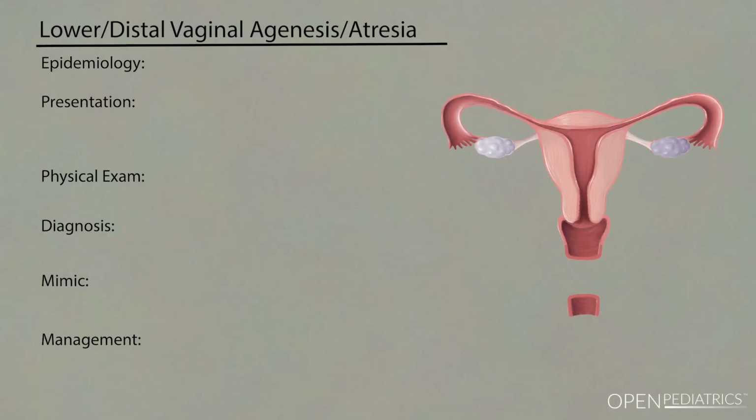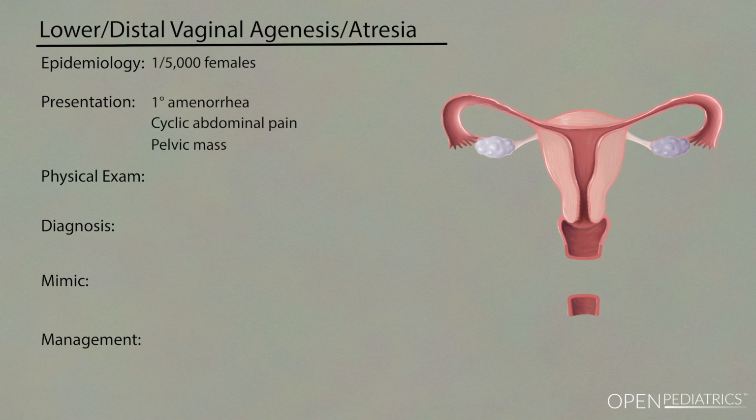Lower vaginal agenesis or atresia results from the failure of the urogenital sinus to develop into the lower portion of the vagina. Isolated vaginal agenesis occurs in roughly 1 in 5,000 females. This presents with primary amenorrhea and cyclic pain and a pelvic mass after menarche occurs and the upper vagina distends. On exam, a lack of vaginal orifice or a vaginal dimple will be observed.